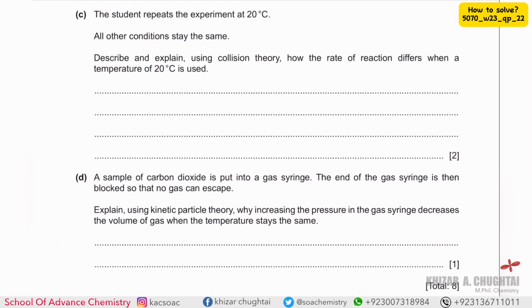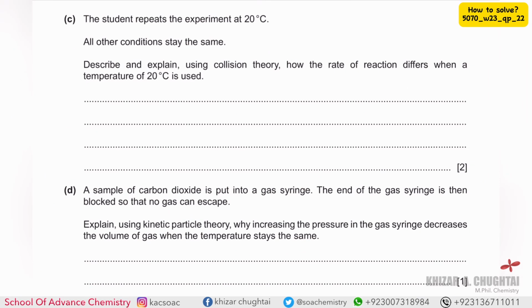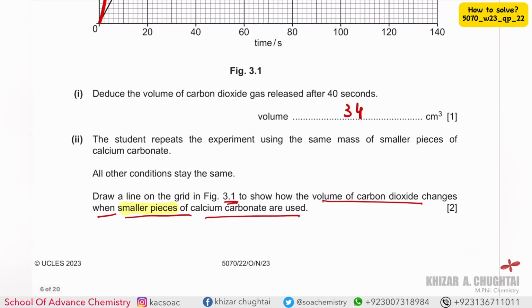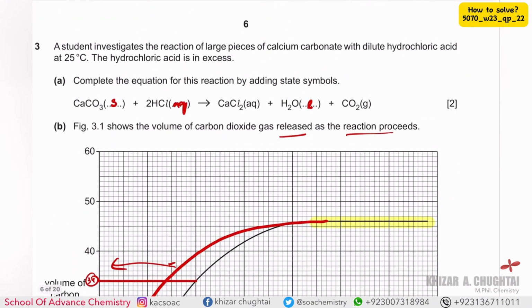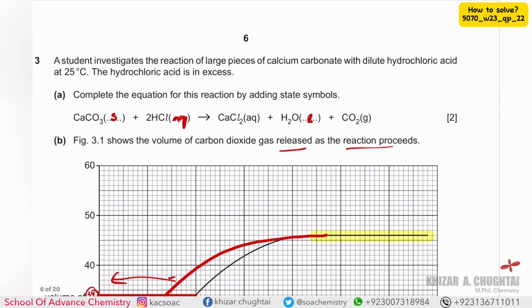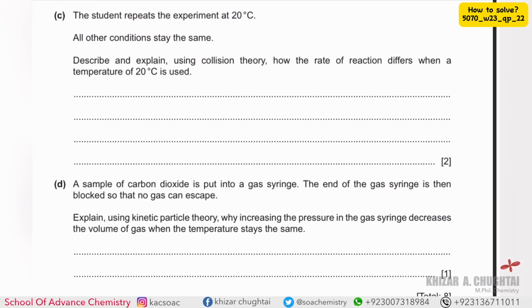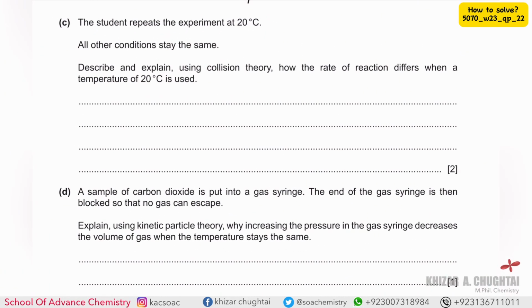Part C. Student repeats experiment at 20 degrees Celsius. Initially, he was using 25 degrees Celsius, but now in part C, the student repeats the experiment at 20 degrees Celsius. All other conditions stay the same.